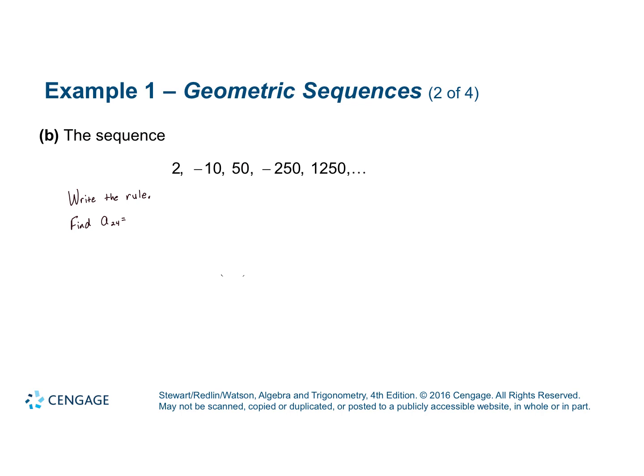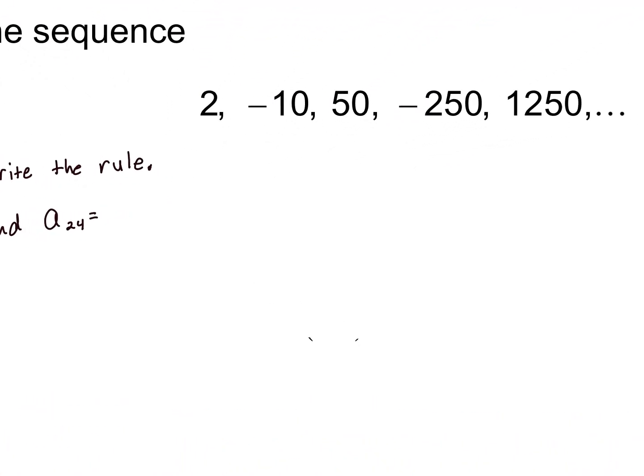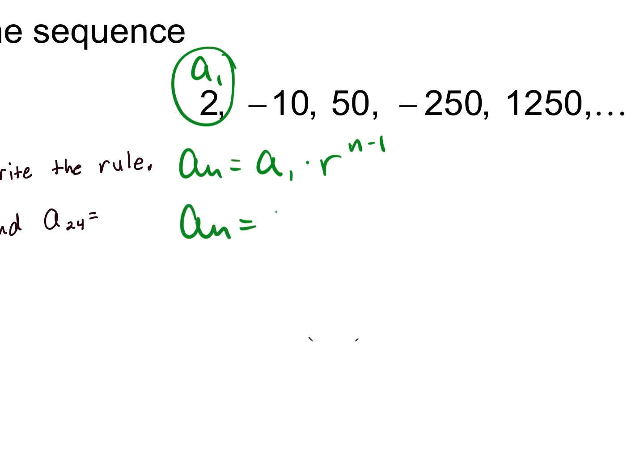All right, we're doing the same thing for the next one. It gives us the sequence. We have to write the rule and find the 24th term. So for our rule, we have a sub n is equal to a sub 1 times r to the power of n minus 1. So what's our first term? 2. Good job, guys. So a sub n is equal to 2 times r is our common ratio. What are we multiplying to get from one number to the next?